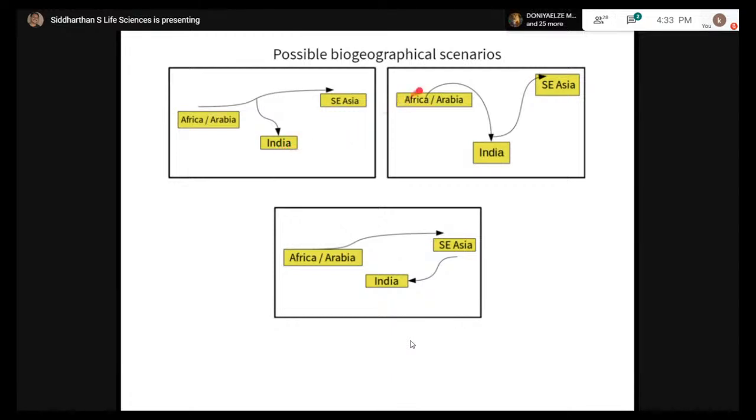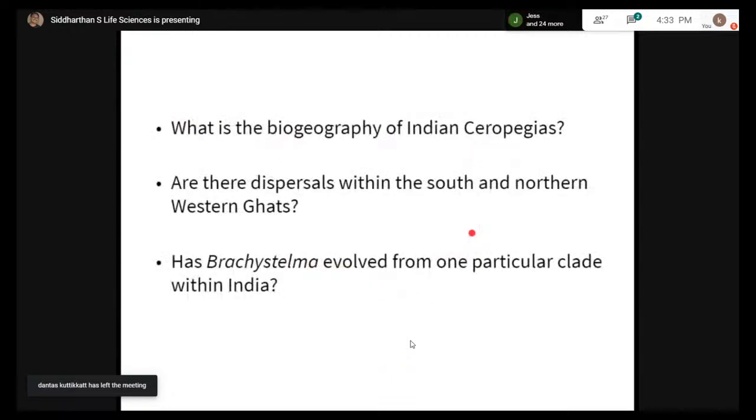or whether it came into India and then it migrated, I mean, into peninsular India and then migrated into Southeast Asia, or whether it first dispersed into Southeast Asia and then came into India. These were the questions we wanted to ask. And apart from that, we wanted to know how many dispersal events there are in India. Is there one dispersal event which gave rise to this diversity of about 40 species?